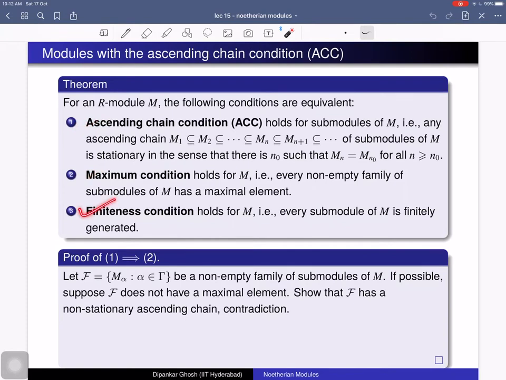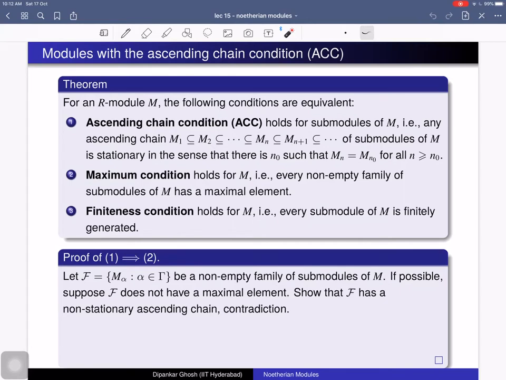And the third one is saying that it satisfies the finiteness condition. And what is that? It is something more than finite generation. Here it is saying that not only is M finitely generated, but every submodule of M is finitely generated. So if every submodule of M is finitely generated, then in particular, since M itself is a submodule of M, M is finitely generated. And in fact, this is something more than that. So let's prove this theorem.